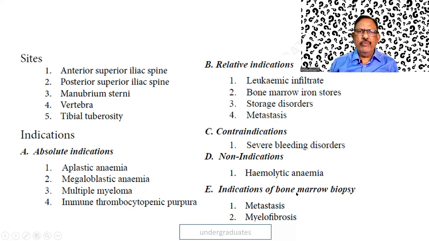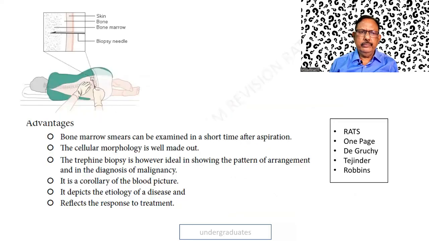Biopsy, which I showed you first, will be in the case of metastasis and myelofibrosis. The tissue pattern is made out. This is the procedure from the posterior superior iliac spine, done under local anesthesia. The patient is made comfortable, 2% xylocaine is given, and the skin is cleansed, after which there is an injection with the bone marrow needle. The bone has got an outer table and an inner table.